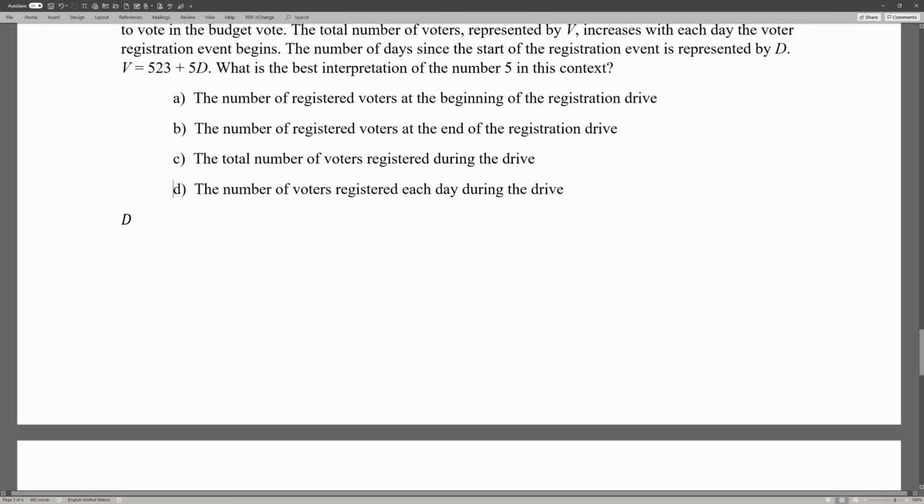Most of the time, it's helpful for you to think about this in your head before you look at the answer choices and find the one that most closely matches your interpretation.